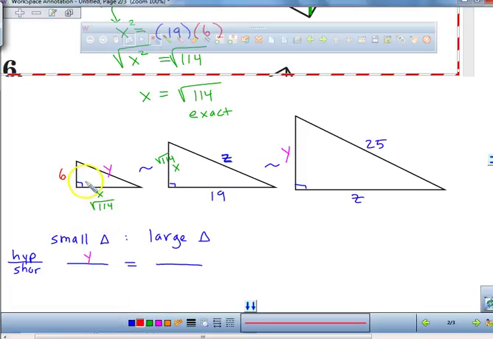The hypotenuse is the side, that's a good question. The hypotenuse is always across from the right angle. So over here, the hypotenuse is going to be z. And over here, the hypotenuse is 45. So it's the side that's always across from the right angle. There we go.